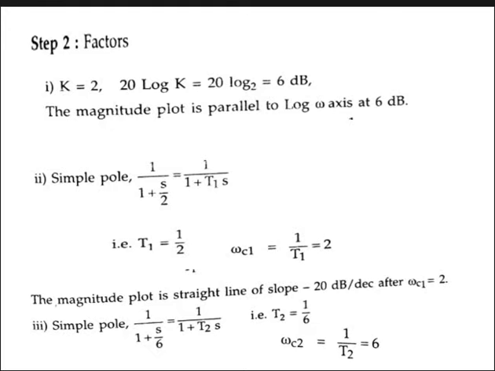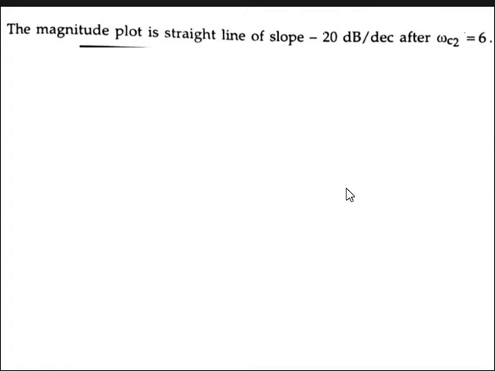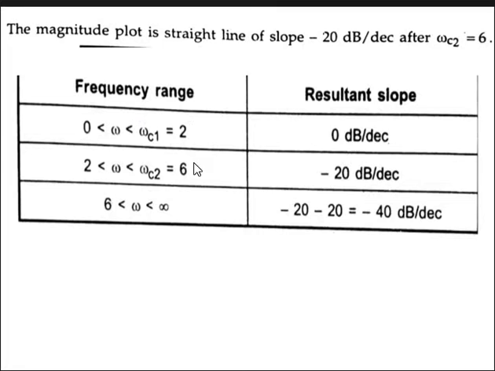So these are the individual magnitude plots. Now combining all these 3 magnitude plots, this is the resultant magnitude plot. Up to the first corner frequency, this magnitude plot is a straight line. The first corner frequency is 2, so for 0 less than omega less than omega c1, which is equal to 2, the resultant slope is 0 dB.